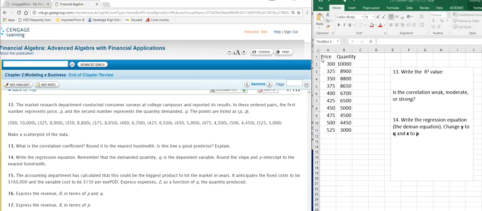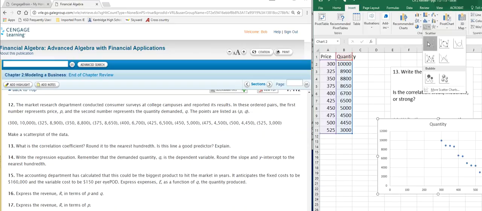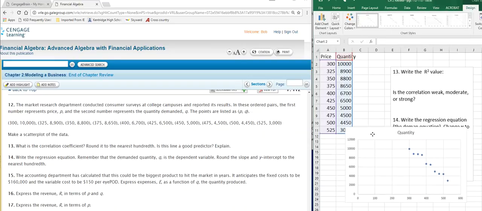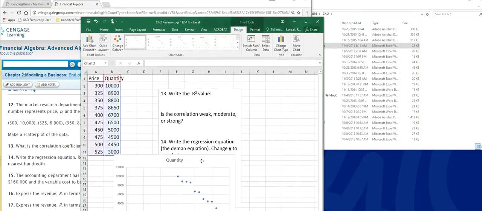After you get these typed in, you're going to select them and do a scatter plot. Insert a scatter plot chart. And you can see that, again, your demand curve is going to be negative. I'm going to make the spreadsheet a little bit bigger so it's easier for you to see here.